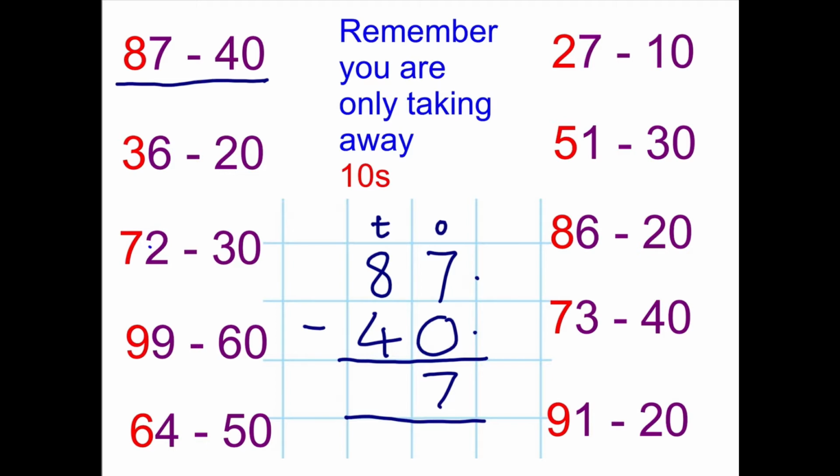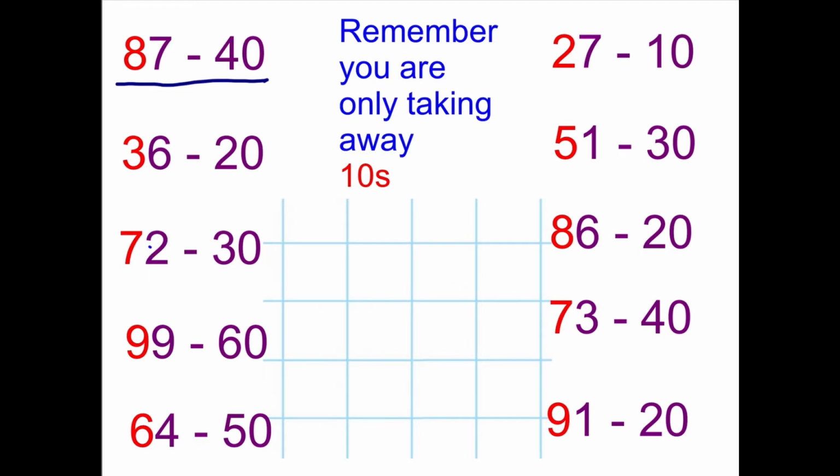And then you've got 8 tens, take away 4 tens. And remember, you can use your fingers as 10 sticks. So get up 8 fingers, get rid of 4 fingers, and you should have 4 left. So the answer is 47. Let's have a go at one of the ones from the other side. Just rub that one out.